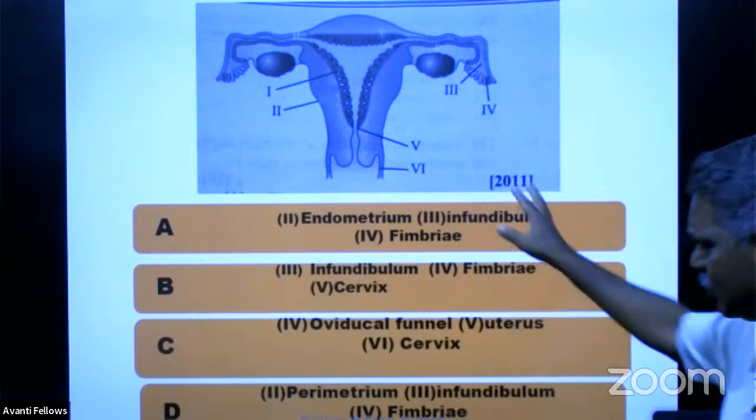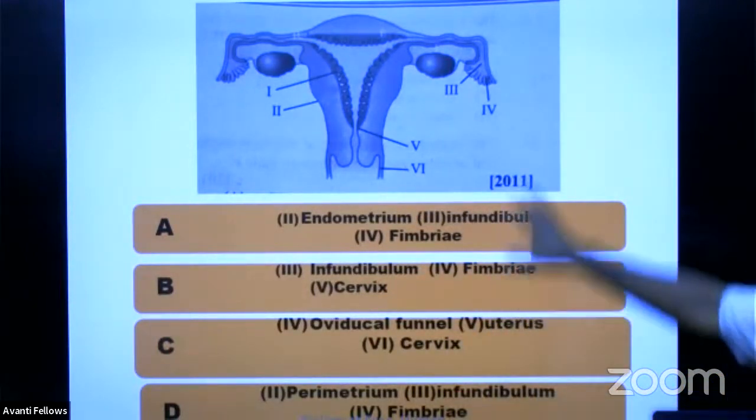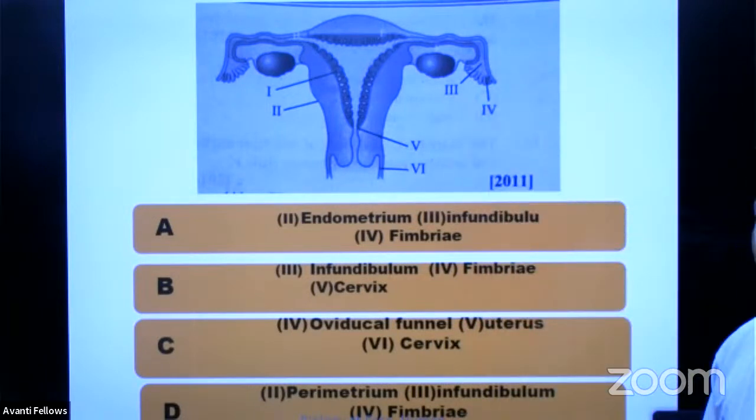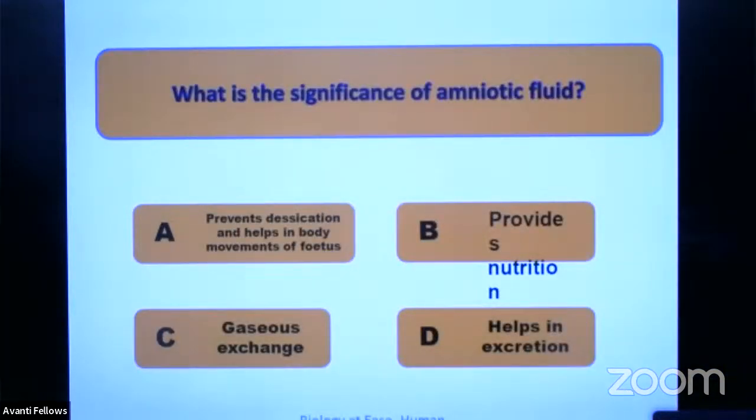Go through it in very detail and find out the correct option given here. And for that, first identify all the 6 parts mentioned in the diagram. What is 1, 2, 3, 4, 5, and 6, right? Then we will move to another one.